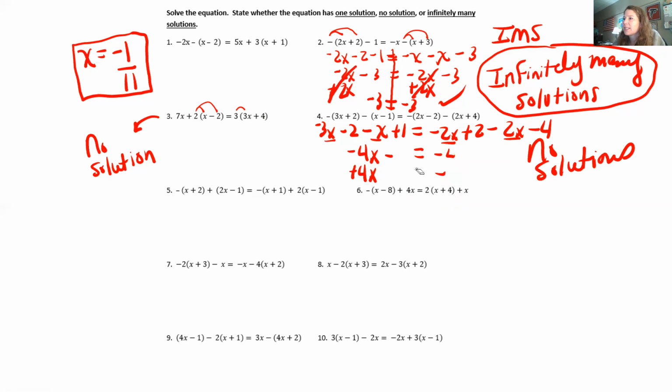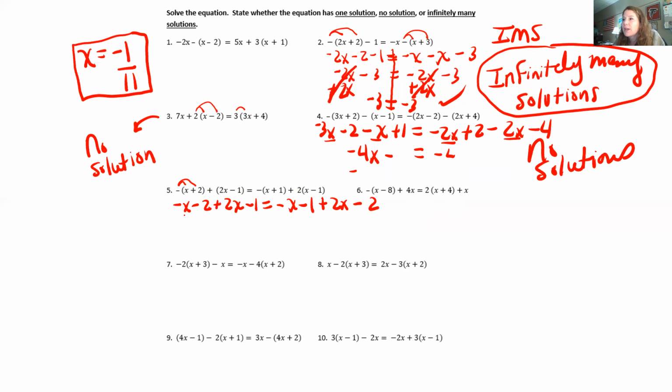All right, I just want to get enough off of this so I can see what my answers are. Number 5, once again, we have these negatives to distribute. Negative times x is -x. Negative times 2 is -2. Now a plus symbol doesn't change anything. So we're just going to write plus 2x minus 1 equals negative times x is -x. Negative times 1 is -1 plus 2 times x is 2x. And 2 times -1 is -2.